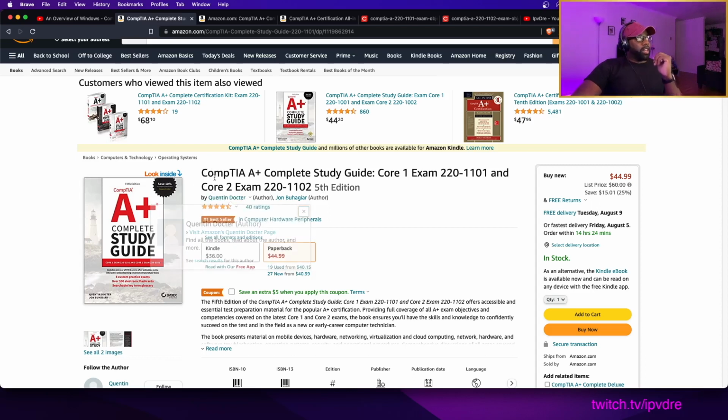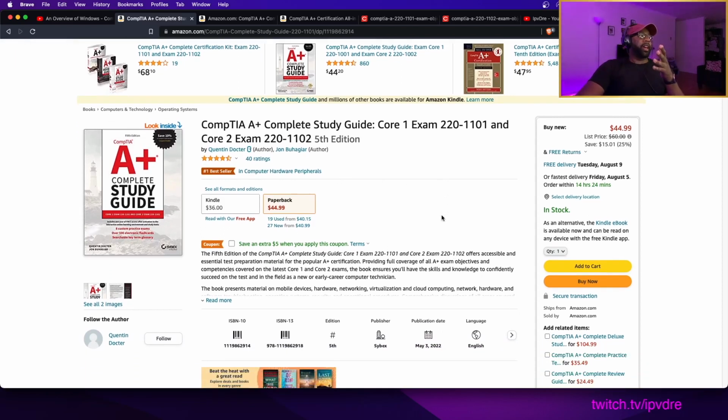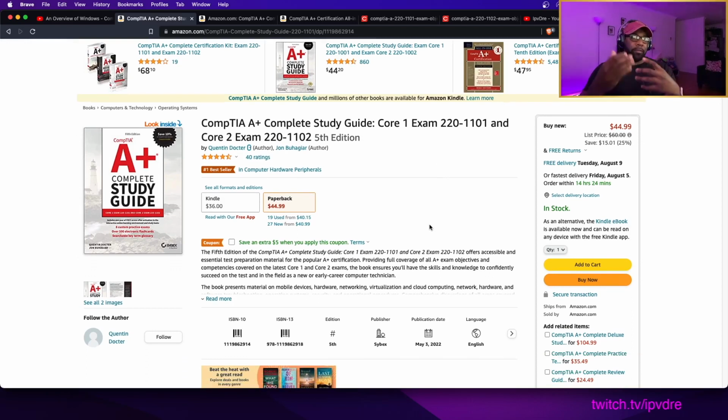So this is another resource that I personally use. I personally vouch for Quentin Docter. Cool name. The way that he writes is, wait, but why does it say, yeah, it's 1101 and 1102. Yep. The way that he writes is easy to understand. When I read his books, it was easy for me to read the information and understand it as I was reading it. And I read through this study guide maybe 2 or 3 times before I started doing some practice questions and stuff. This is $49.99.